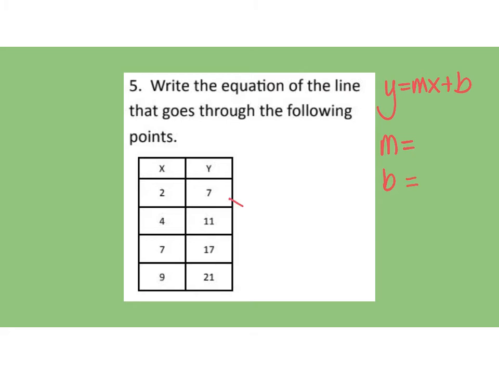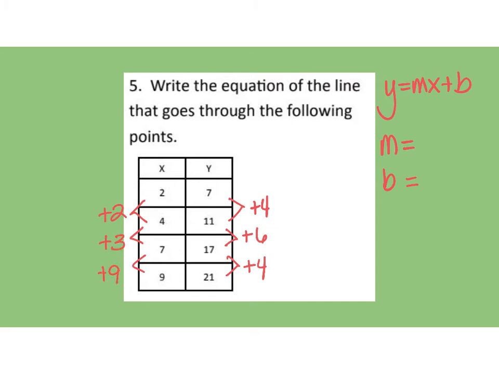Our slope is change in y over change in x. So what is changing each time? Of course, it's not consistent, but it's okay. Let's look. From 7 to 11 is a +4. From 11 to 17 is a +6. From 17 to 21 is back to a +4. But on this side, you'll notice it's going to change by the same rate. So 2 to 4 is a +2. 4 to 7 is a +3. 7 to 9 is a +2.